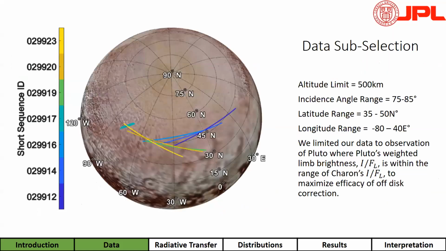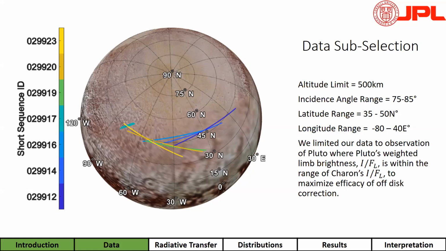Now we need to limit the data that we're actually using. So first off, we're only going up to 500 kilometers. This is the area where we believe haze production begins, so 0 to 500 kilometers. We're looking at a very low incidence angle range near the terminator, but not at the terminator. This will help us to reduce any secondary reflections from the ground. It also gives us a more consistent data set.